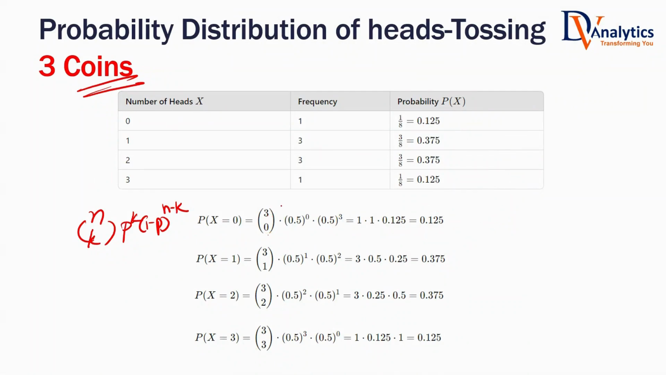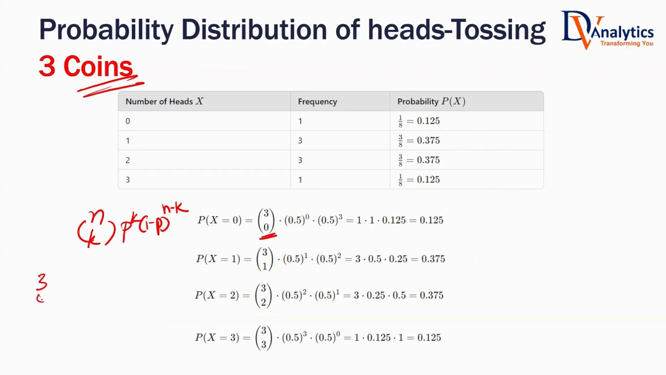3C0, how does it come to 1? From the formula itself. What is the nCk formula? n choose k formula is what? n factorial divided by n minus k factorial into k factorial. If you try to do that, you will get this. 3 choose 0, so that is what, it becomes 1.